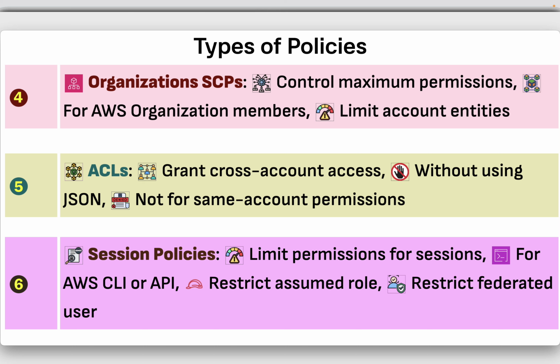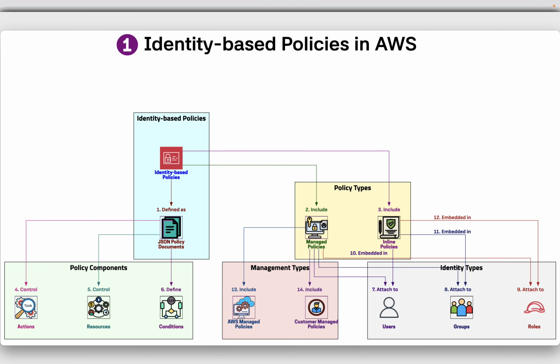And the last type is session policies. These limit permissions for sessions created with the AWS CLI or API, restricting the permissions of the assumed role or federated user. So first, I will go deeply into identity-based policies.